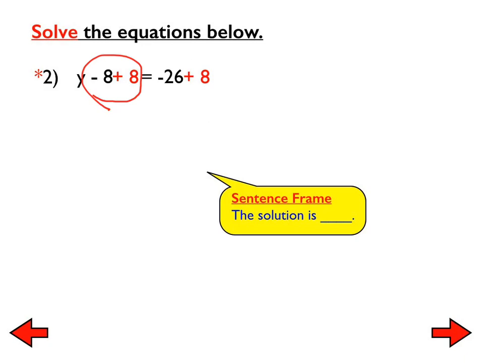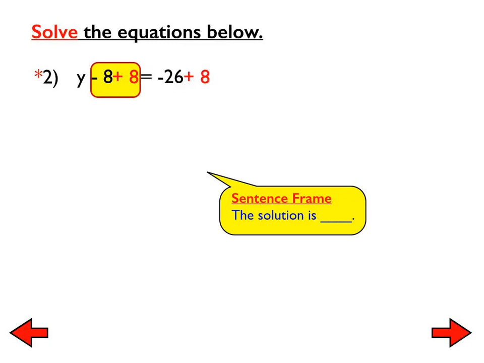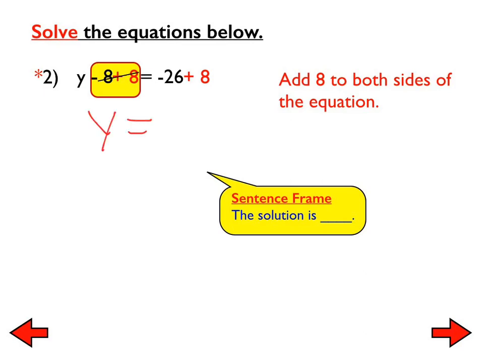Are those two things opposites of each other? Are they, yes or no? Yes. They clearly are. In other words, they're additive inverses, which means that they make 0. So if that's the case, let's cross out that minus 8 plus 8. And now we know that y equals whatever negative 26 plus 8 is.